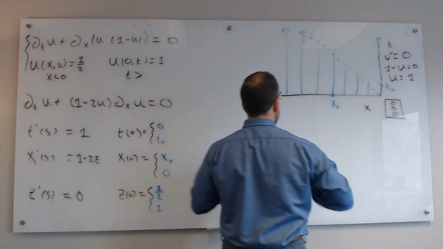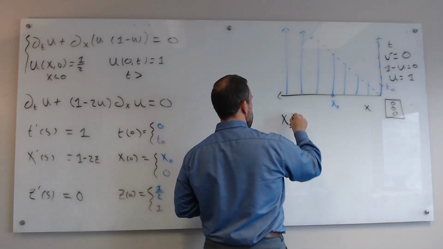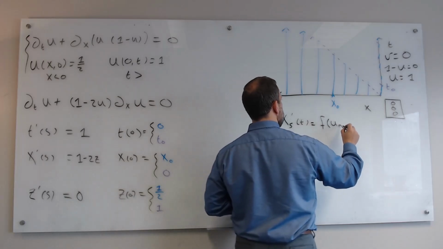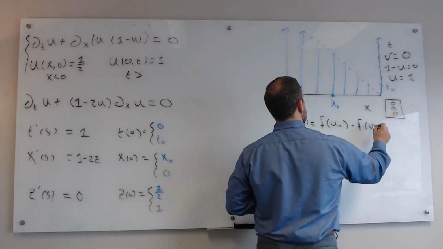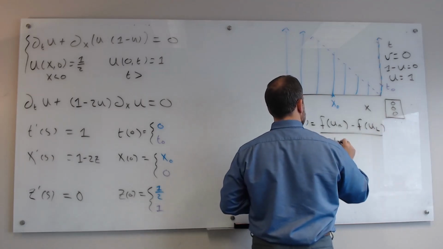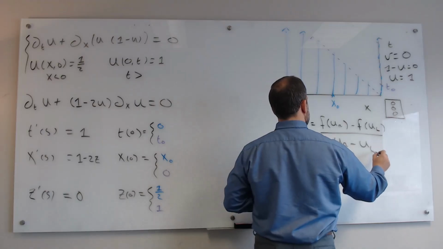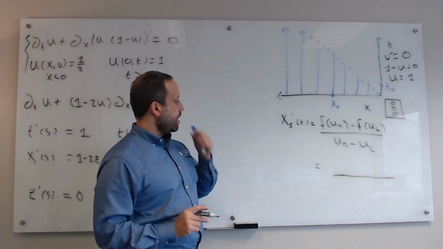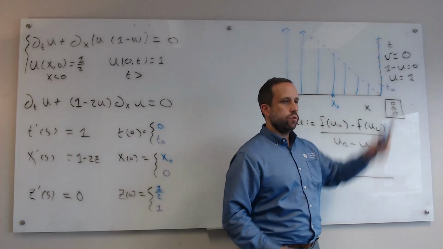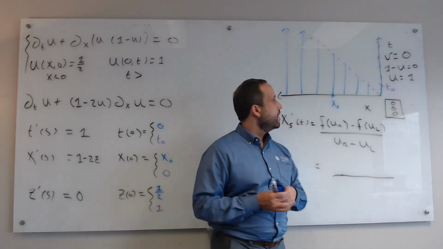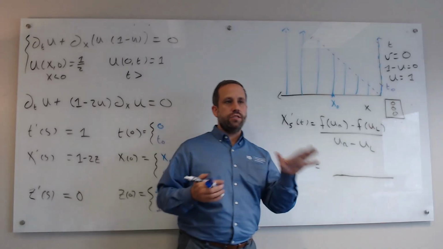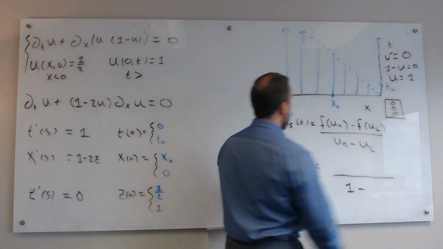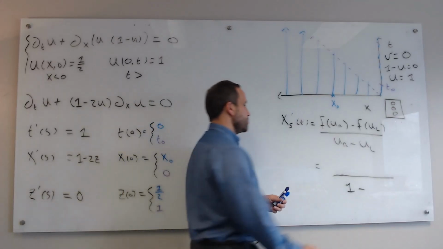And remember that the condition is xs prime of t is going to be f of u to the right minus f of u to the left over u to the right minus u to the left. Well, let's think about this. U to the right is equal to 1. The cars are stopped at the traffic light. So for the purple characteristics, the velocity of the cars is equal to 0, which means u is equal to 1. And for the blue characteristics, u there is equal to 1/2. So we're going to have 1 minus 1/2.